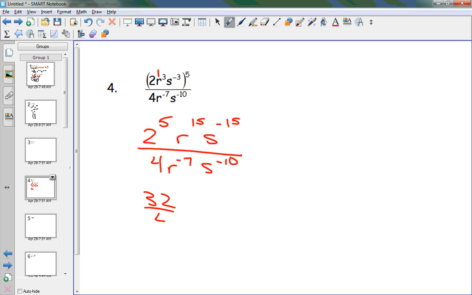What do I do with my R's? They're attached by division, so what do I do? I just subtract. So that's going to be 15 minus negative 7. S to the negative 15 minus negative 10.